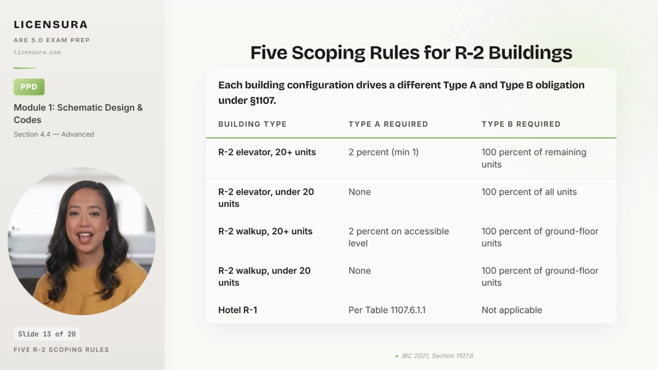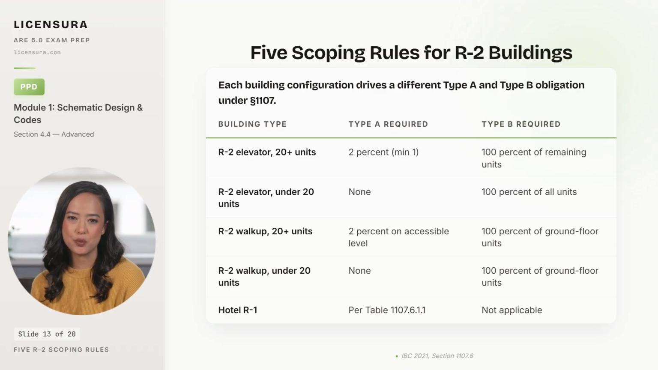Second row. An elevator building with fewer than 20 units does not require any Type A units under the IBC, but every unit on every floor served by the elevator must still be Type B, because the elevator makes them all accessible from the entry.